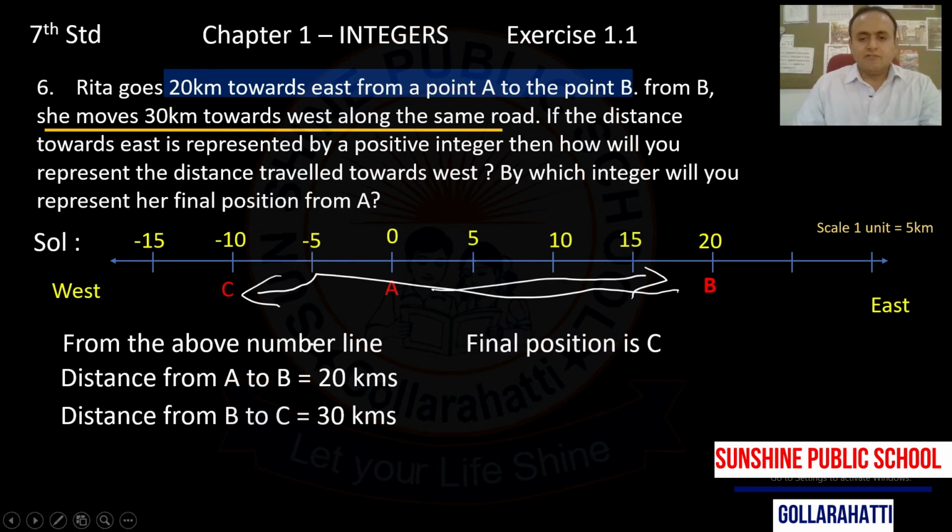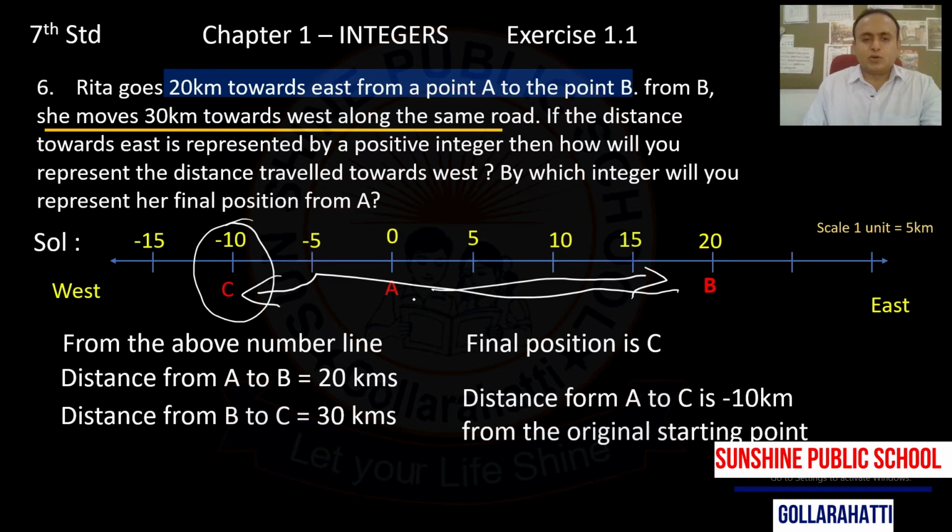So the total final position is at C. Now she is at C. So the distance from A to C is the difference, that is minus 10 from the original starting point. This is starting point A, and from A to C, that is now she is at the point C, and it is minus 10 kilometers. So they have asked, by which integer will you represent her final position from A? So minus 10 is a negative integer. You have to write a negative integer.